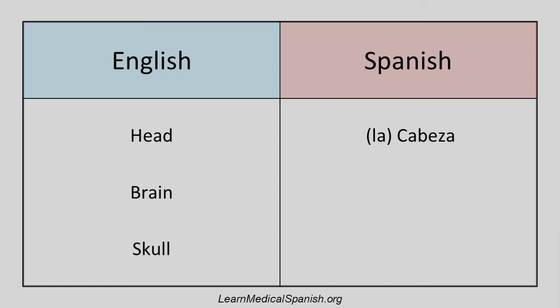So the next word is brain. So think about how to say the brain. El cerebro. Skull, or the skull. El cráneo. Of course you notice that sounds like cranium. So there are a lot of cognates like that, words that sound similar, or maybe they sound similar to a synonym of the word you're trying to say oftentimes.